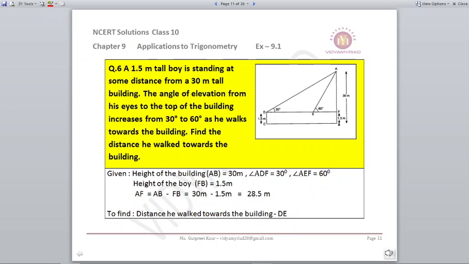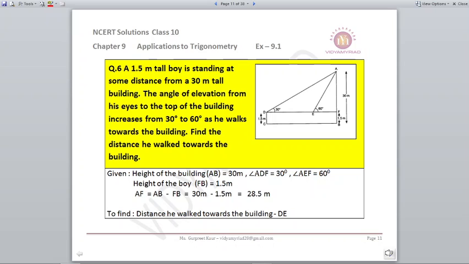So now the height of the boy is given to us, 1.5, and we are also told the height of the building, which is 30 meters. But from where is he going to see? He is going to see from the top only, his eyes or face. So from the total height of the building, we will reduce the height of the boy. That is 30 minus 1.5, to get the actual height from where the angle is formed. That comes out to be 28.5.